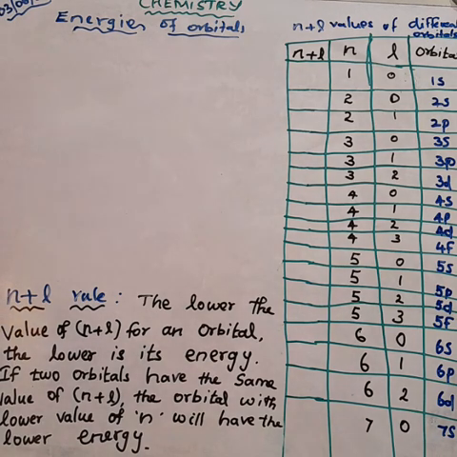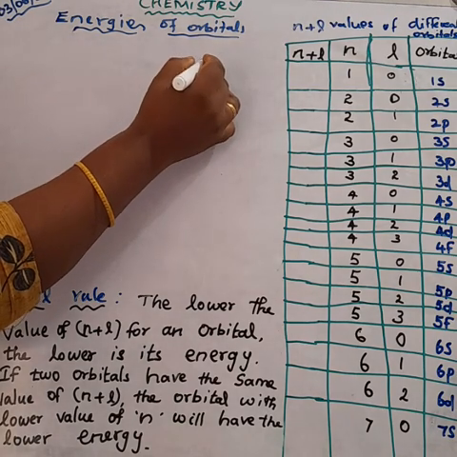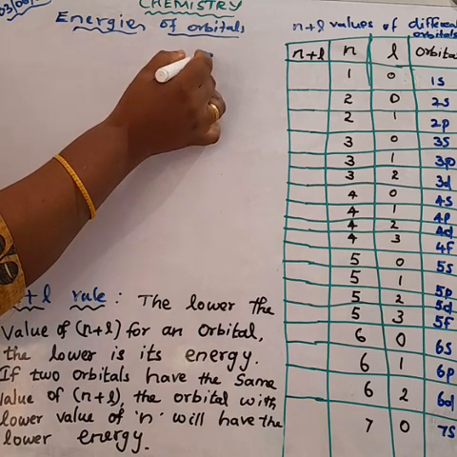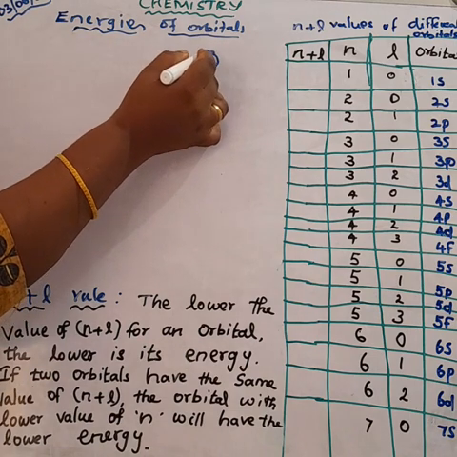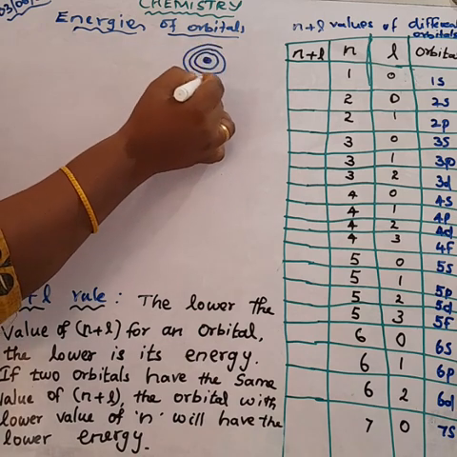First, what is the structure of the atom? This is the nucleus, the center of the atom, and this nucleus is surrounded by electrons in circular paths. These circular paths we call orbits.